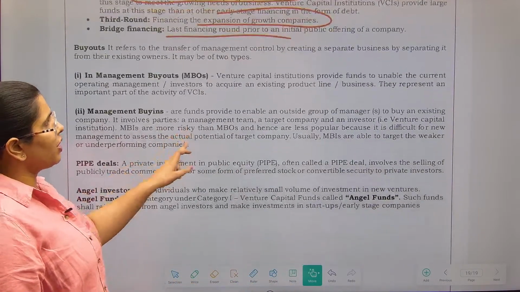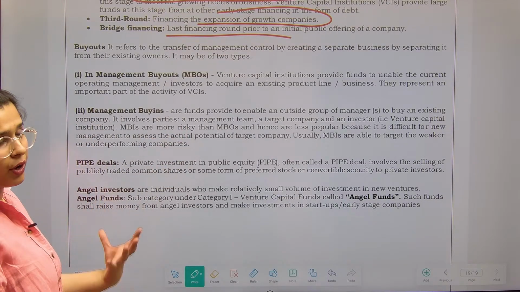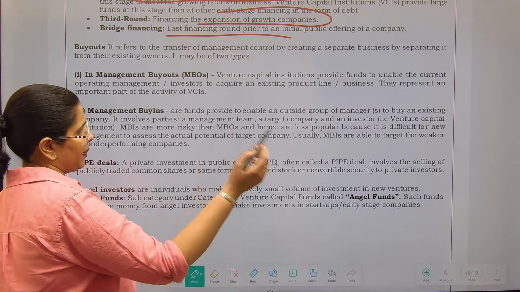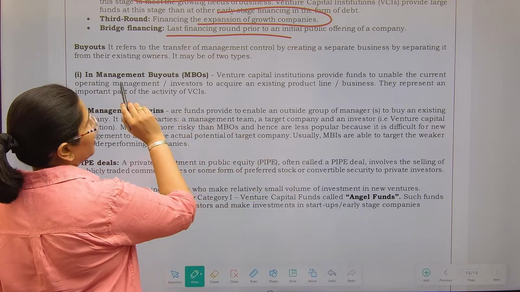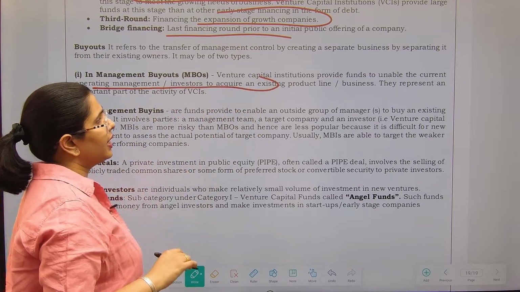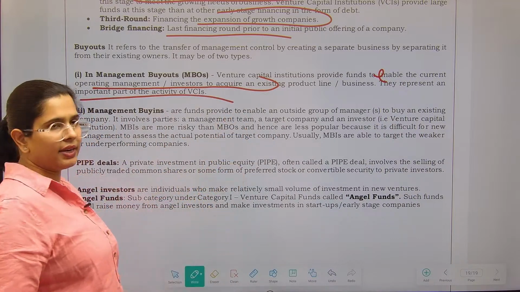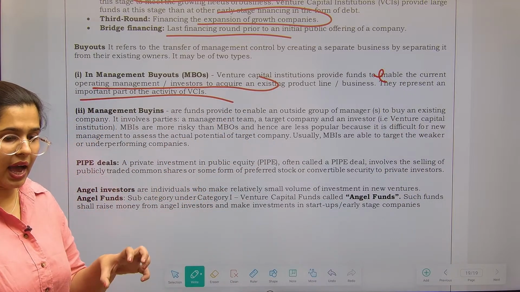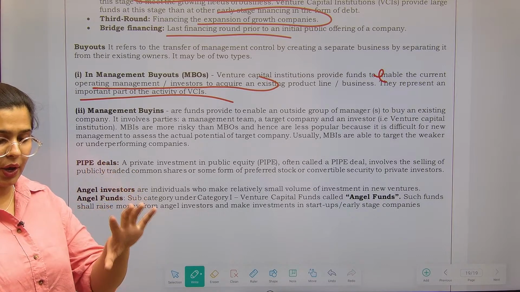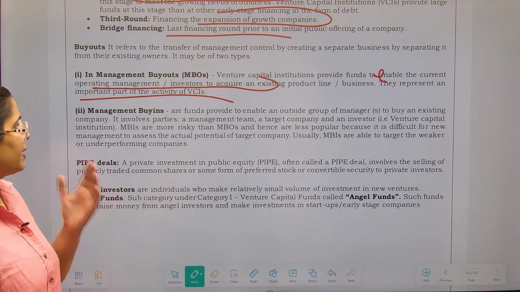So that means transferring the management control by creating a separate business. Okay. It can be of two types: management buyout and management buy-in. Venture capital institutions provide funds to enable the current operating management to acquire an existing product line. Okay. Enable. They represent an important part of the activities. So over here, they are enabling the management by giving them the funds so that you can acquire an existing product line or you can expand your business.